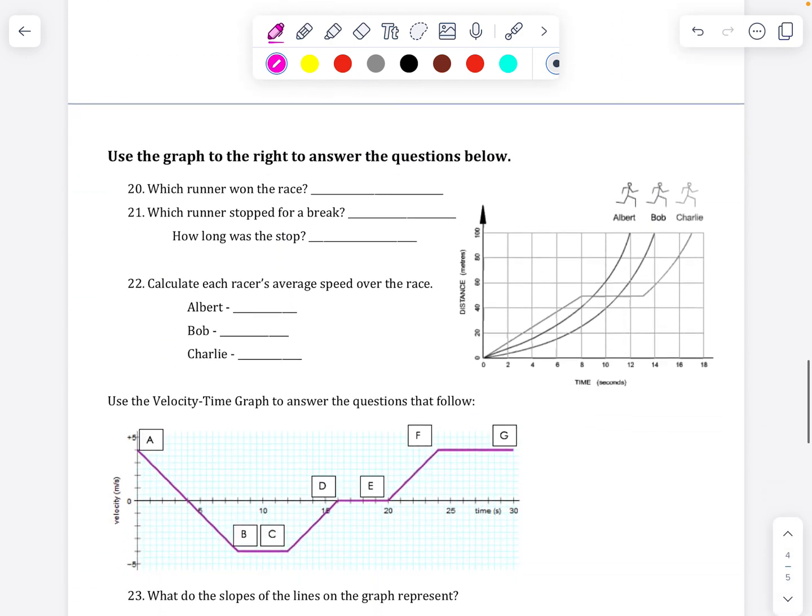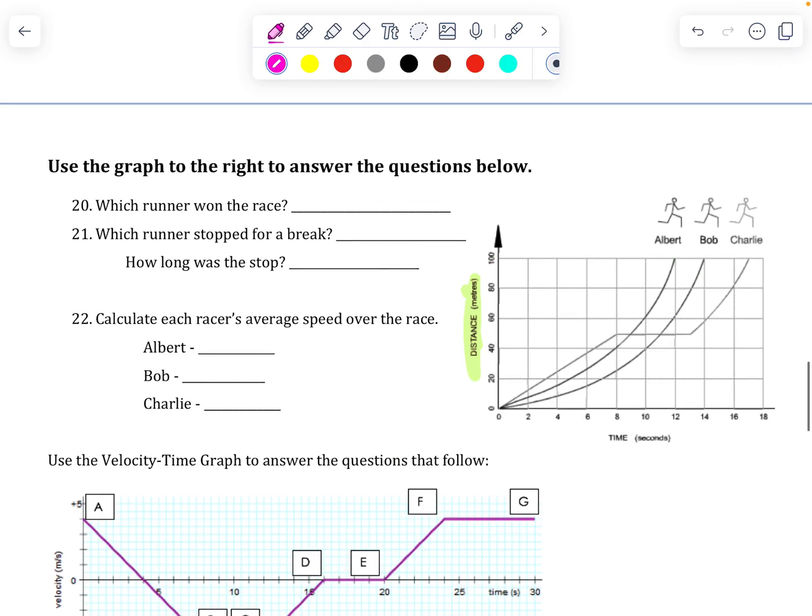Okay, now what type of graph is it? That's what we're looking at. This says distance, so we're back to our distance graphs. Which runner won the race? That's hard for me to say for whatever reason. Okay, so which one got to the furthest distance? They're running 100. So who got to 100 first in less time? That would be Albert.